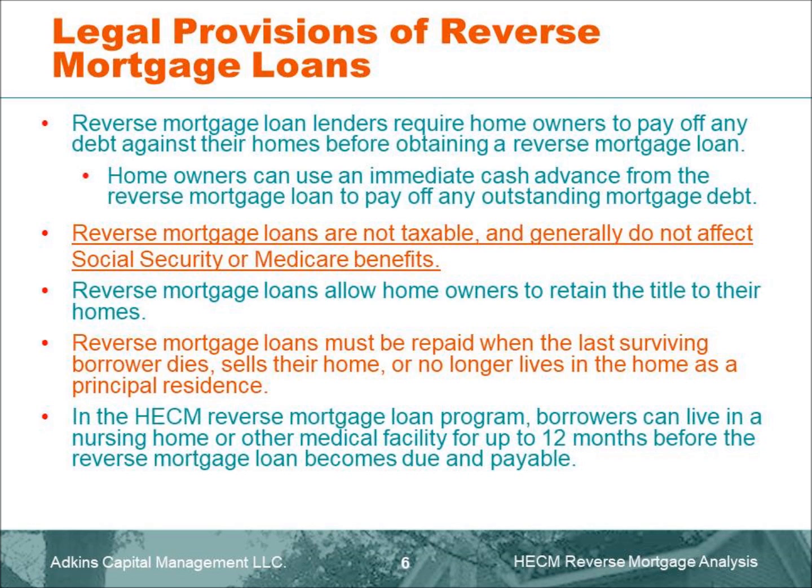Third, reverse mortgage loans allow homeowners to retain the title to their homes. Fourth, reverse mortgage loans must be repaid when the last surviving borrower dies, sells their home, or no longer lives in the home as a principal residence.